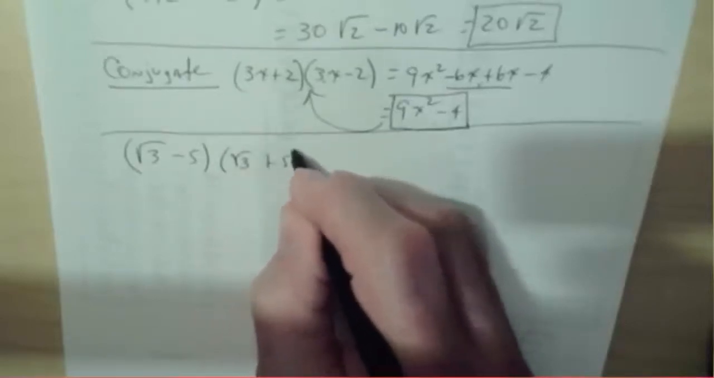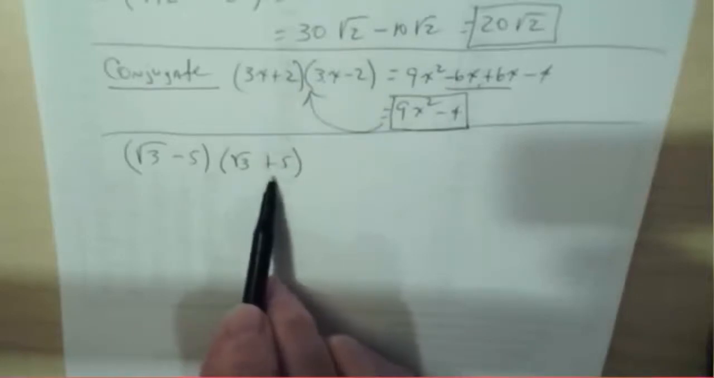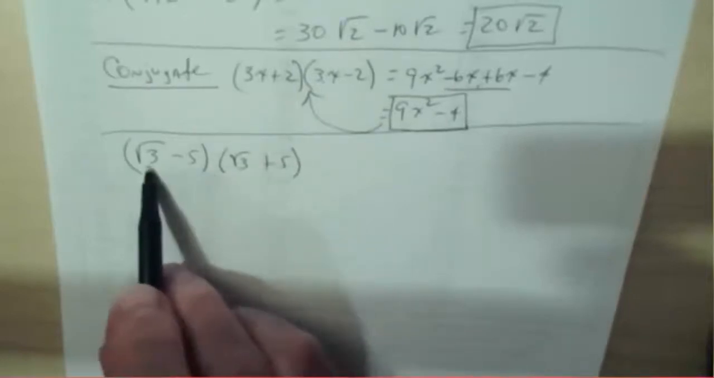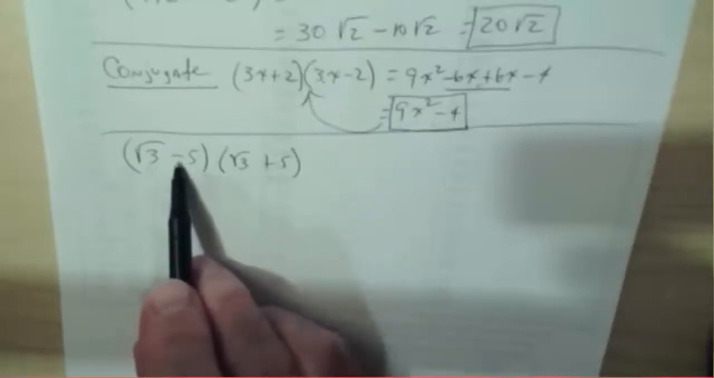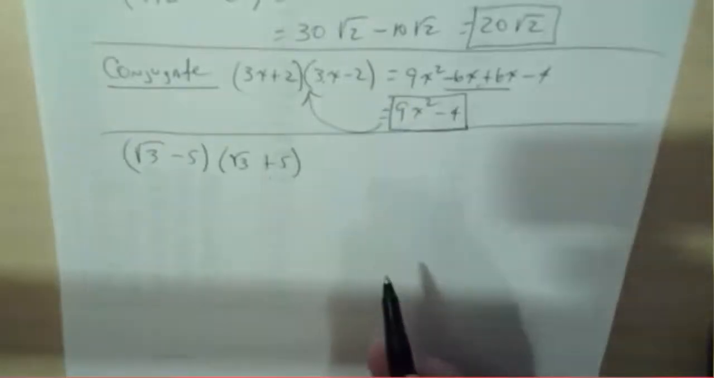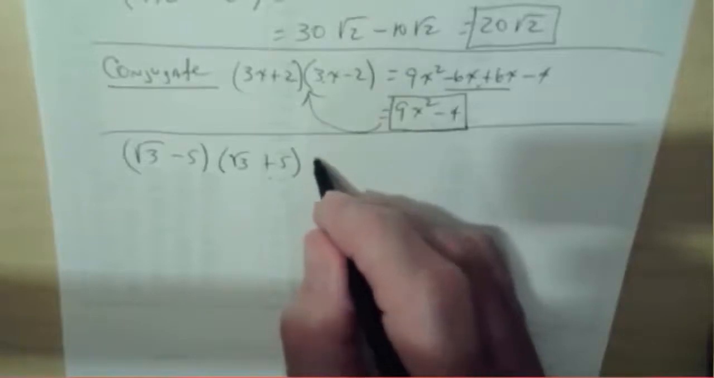Okay. Now, what is this? See, the numbers are the same. Square root of 3, square root of 3, 5 and 5. But one's a negative and one's a positive. So what's going to happen there? The linear terms will be eliminated.